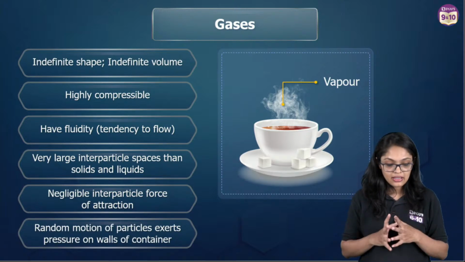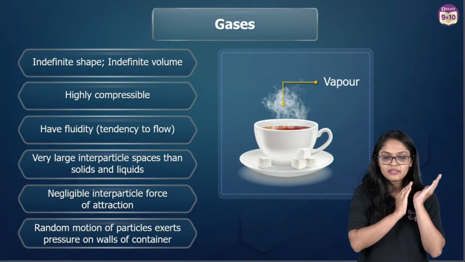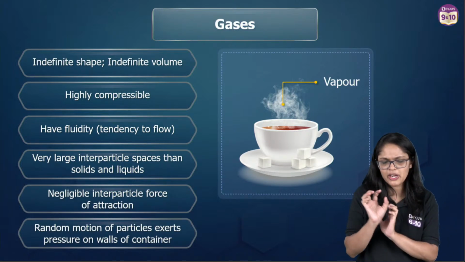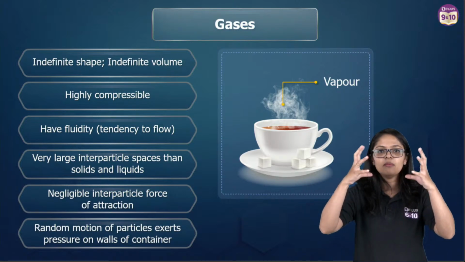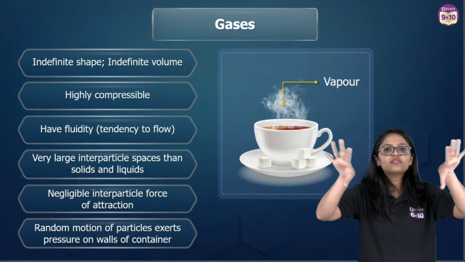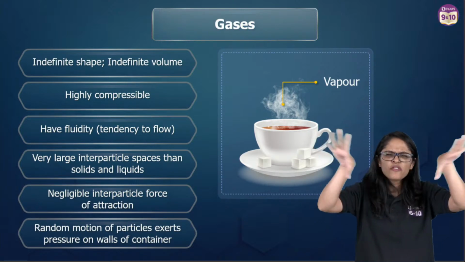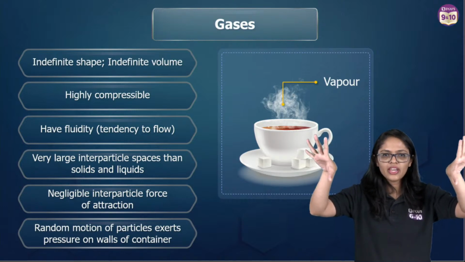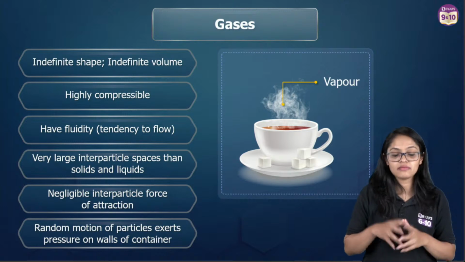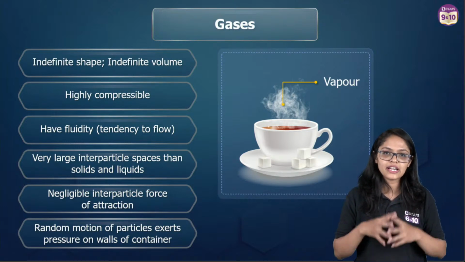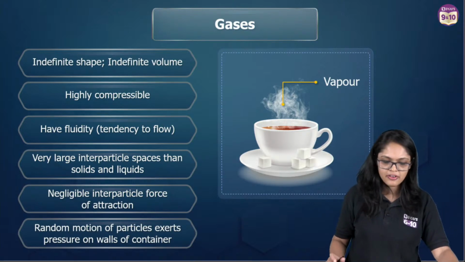If you see the particles, they exert pressure on the walls of the container. If they are inside a balloon, they force the walls of the balloon, the surface of the balloon, to move further, to give more space. So the random motion of particles exerts pressure on the walls of the container. These are the characteristics of gases.